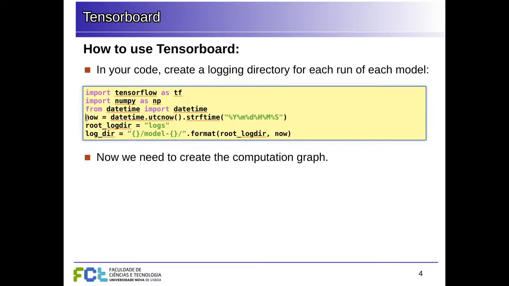So in this case, I'm using the datetime library to get a string with the current year, month, day, hour, minute, second. So this string will change every time I run the code, and it guarantees that I always have a different folder each time I run the code. The reason for this is that if you put everything in the same folder, then when you look at the charts, they will all be merged together in one single chart. If you put them in different folders, you can select each individual run and see how things are going.